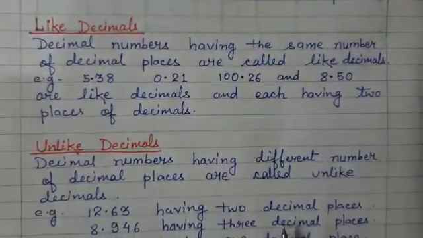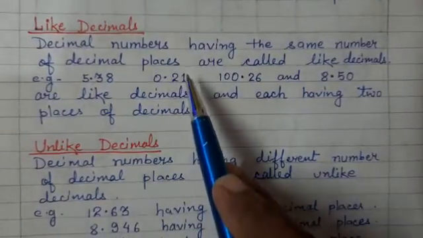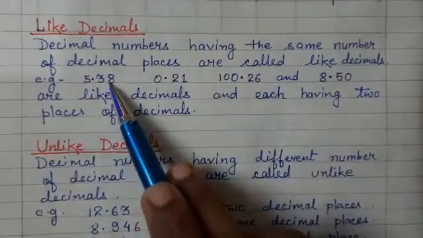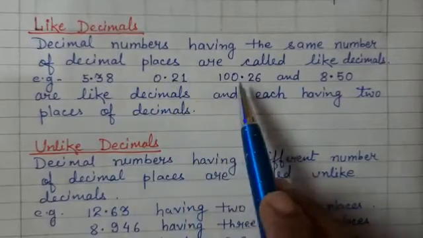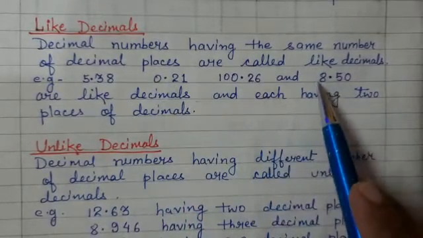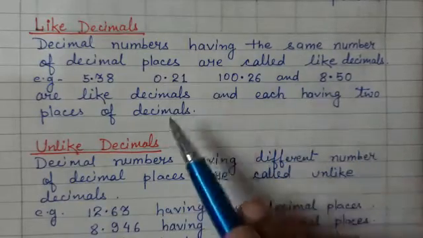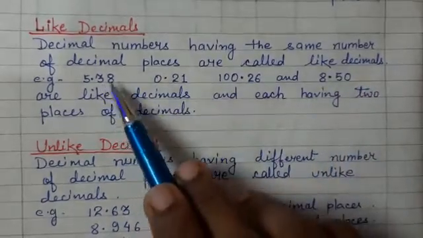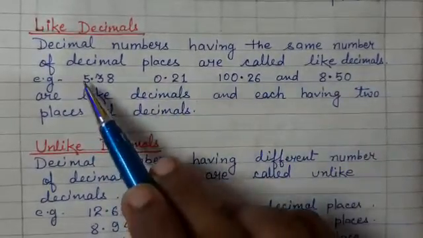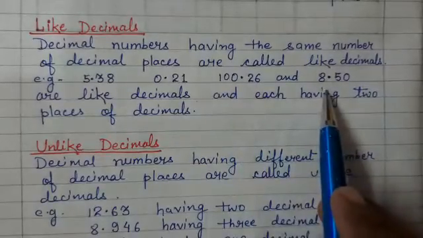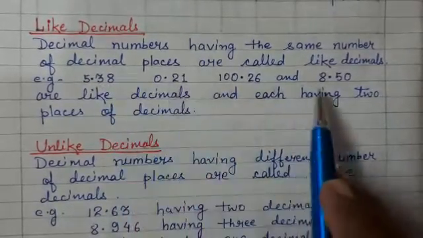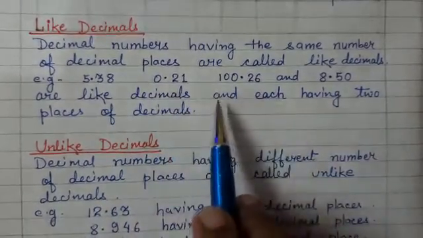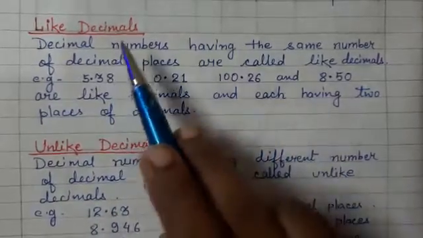Decimal numbers having the same number of decimal places are called like decimals. Therefore, 5.38, 0.21, 100.26 and 8.50 all are like decimals. Why? Because all these four numbers have 2 decimal places irrespective of their integral part. We can see that their decimal places are similar and their integral parts are dissimilar. So it doesn't matter; if the decimal parts have the same number of places, then we can say they are like decimals.